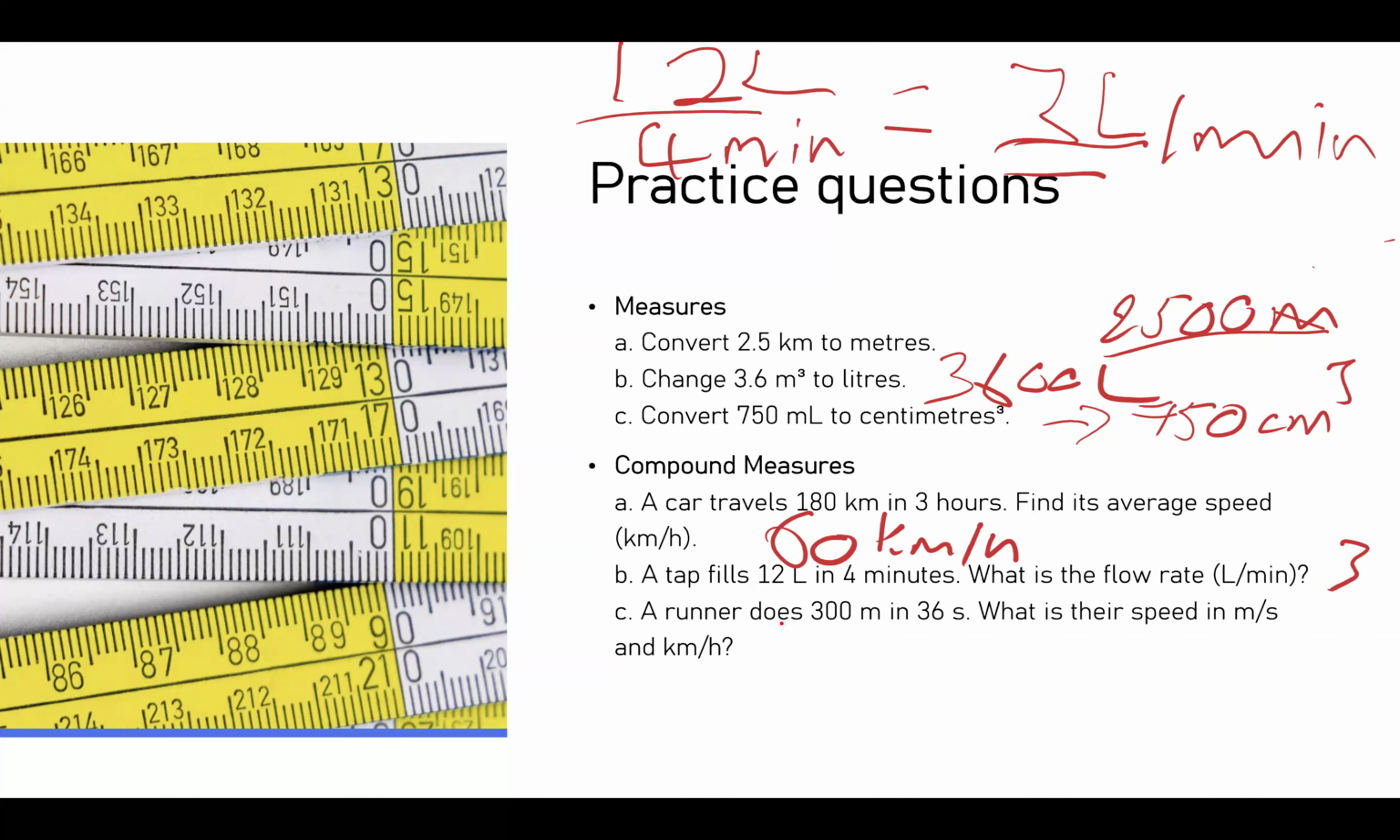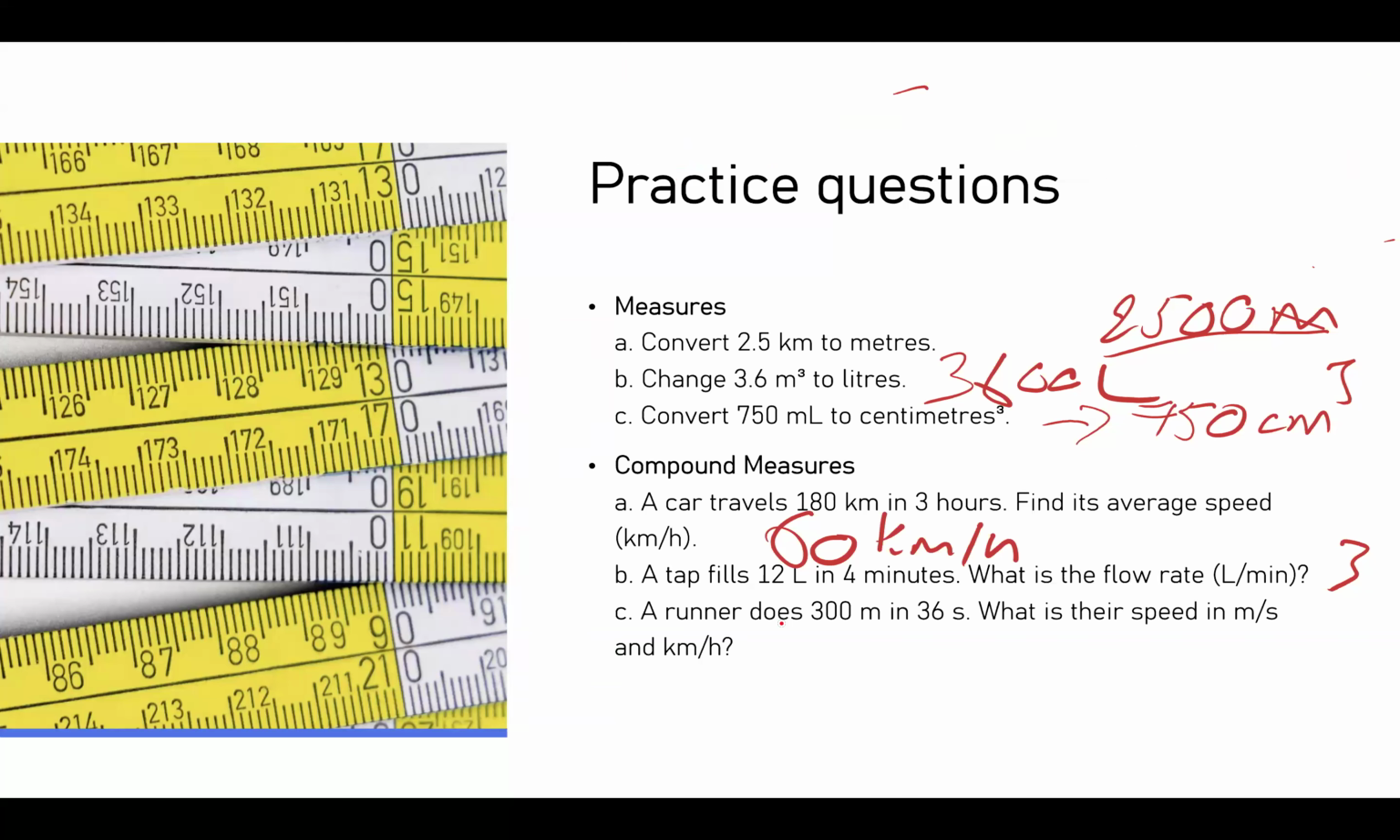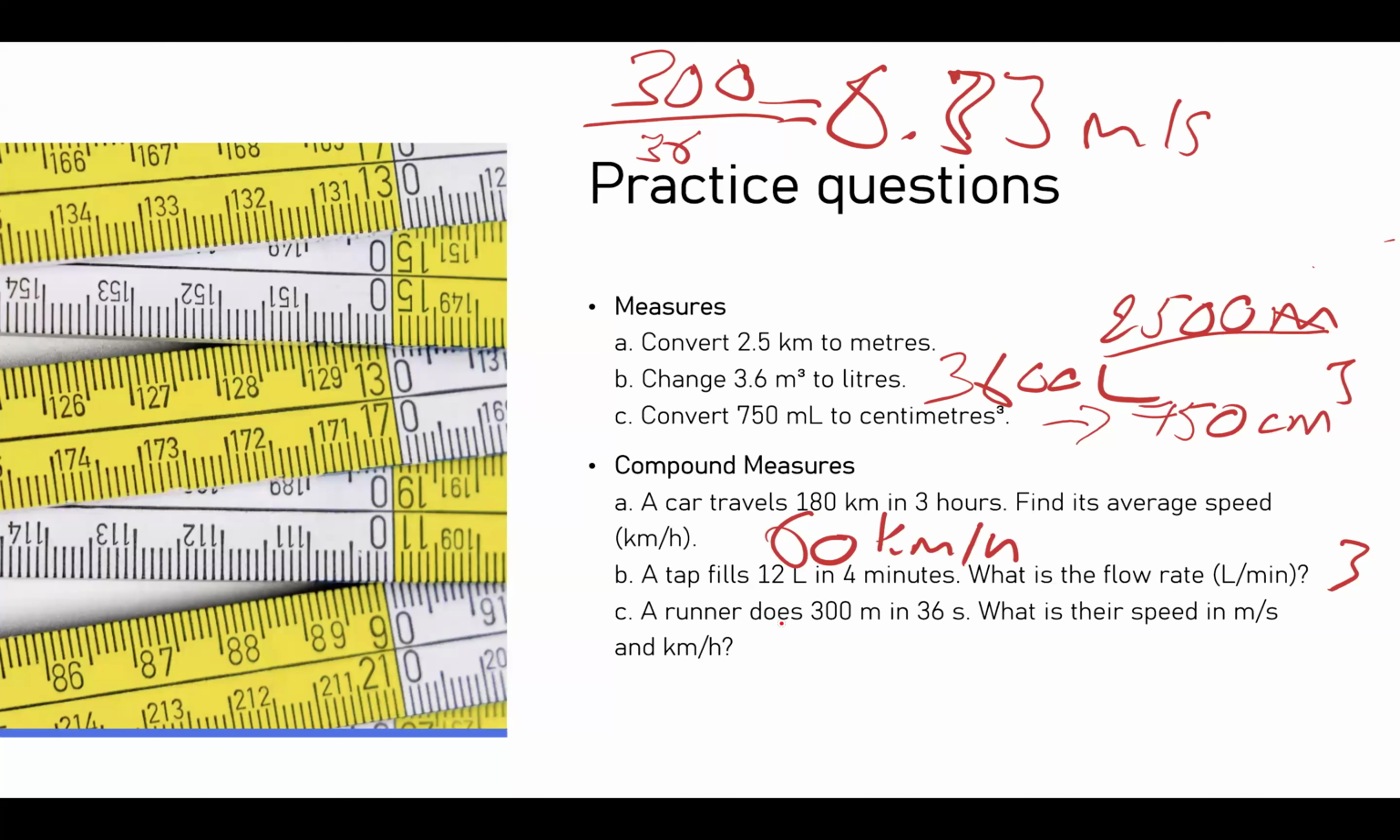A runner does 300 meters in 36 seconds. What is their speed in meters per second? So it would be 300 divided by 36, speed being distance over time. So 300 divided by 36 on the calculator equals 8.33 meters per second.